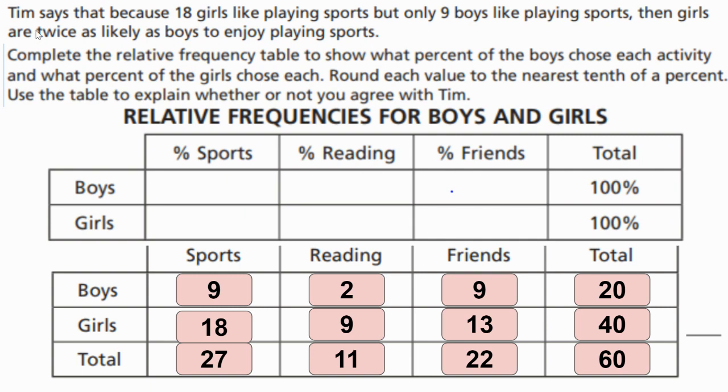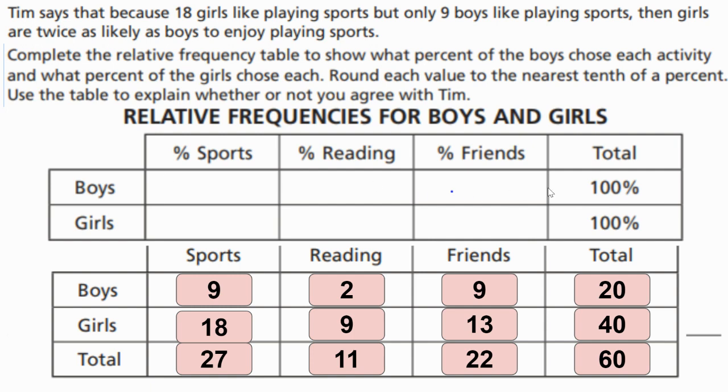All right. And then Tim says, because 18 girls like playing sports, only 9 boys like playing sports, then girls are twice as likely as boys to enjoy playing sports. It must be true. So we're going to use our relative frequency tables to test out Tim's theory. Is that true? So if we look at the percentages of boys to girls.